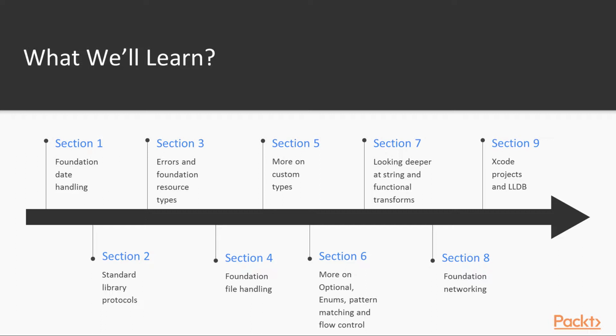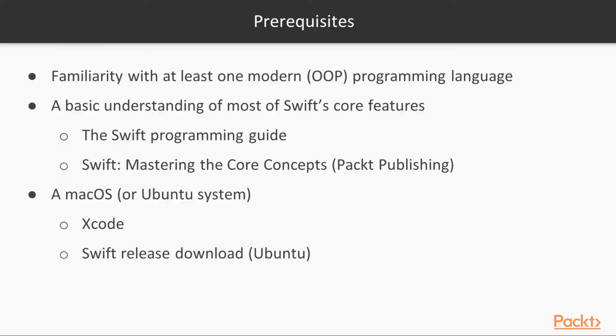This high-level framework contains many of the tools you'll need to tackle common modern application tasks, such as file management, serializing and deserializing data, working with common data types such as dates and URLs, and performing networking requests. By the end of this section, you'll be able to write command line tools that access and process data from disk or from the network. We'll mostly be working in Xcode playgrounds throughout this course. However, towards the end we'll start using Xcode properly, creating your first full projects, and exploring Xcode's debugger.